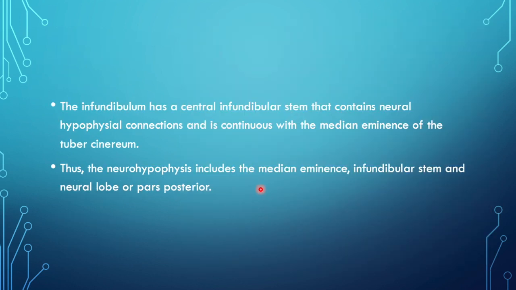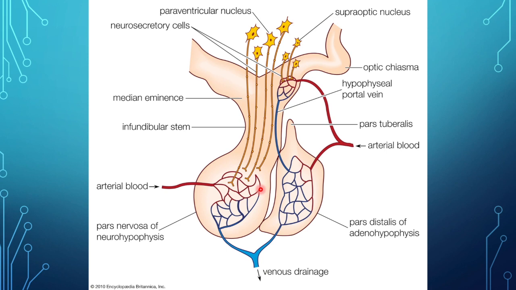The infundibulum has a central infundibular stem that contains neural hypophyseal connections and is continuous with the median eminence of the tuber cinereum. We will see this in the upcoming slides. So the neurohypophysis includes the median eminence, infundibular stem, and neural lobe, also known as pars posterior. You see the axons running from the hypothalamus to the posterior lobe of the pituitary gland.